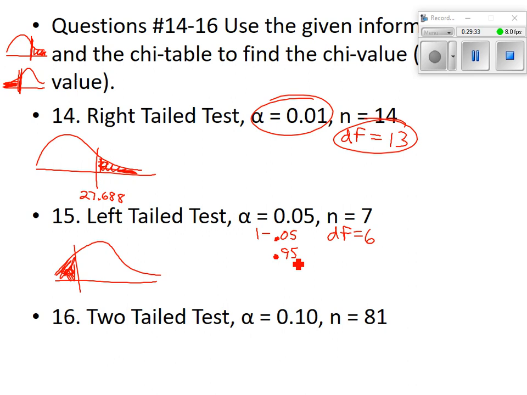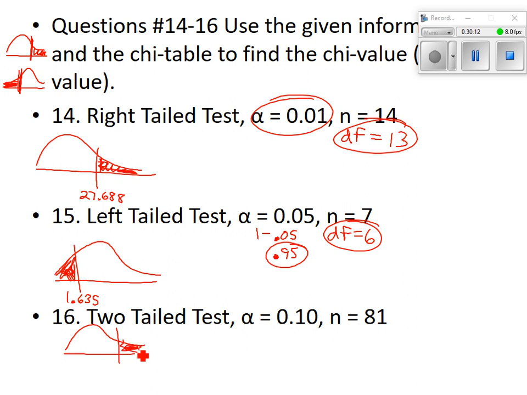So now what we do is look up 0.95 and 6 on the chart, and what's that tell us? And it should be a smaller number because we're on the left table. 1.635. Is it negative? No, there is no negatives on the chi-squared, everything's positive.